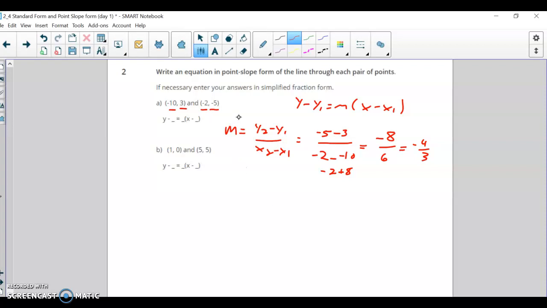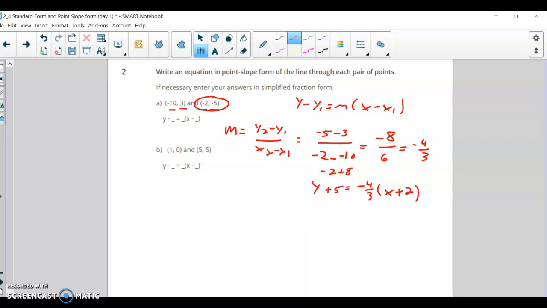All right, and then when you enter your equation, you can actually use either point for x little 1, y little 1. So if I use, say, this point right here, I would end up with y plus 5 equals the slope -4/3. I'm just plugging it into this formula right here. And then x minus -2, which would become a plus. All right, so that's your answer for A.